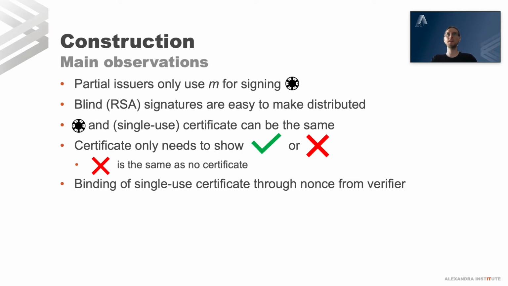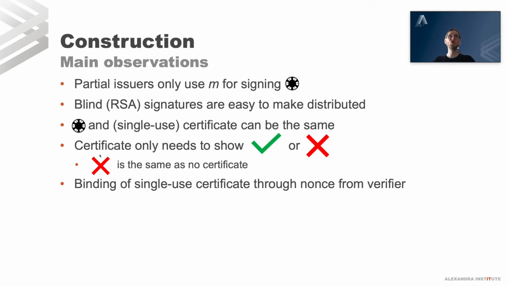We can now make some main observations needed in order to do a main construction, which is basically that the partial issuers only need to use the message M that's part of the distributed SSO protocol in order to sign the token they send. Basically, the authentication is agnostic of them. Second observation is that blind, specifically RSA signatures, are easy to make distributed and basically integrate directly into a distributed SSO protocol. Finally, the token and a single-use certificate is basically the same.